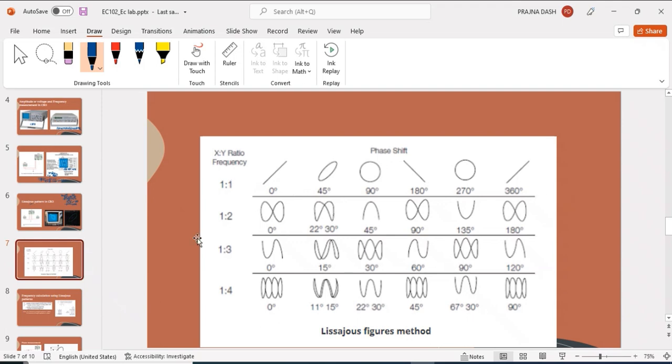Okay. And if the frequency is different, suppose the frequency of one signal is 10 hertz and another signal is 20 hertz, in that case this kind of pattern we will obtain. So one frequency is unknown to you. We don't know the frequency, but we can calculate it. Once we get the Lissajous pattern, we can calculate the frequency. So how to calculate the frequency?